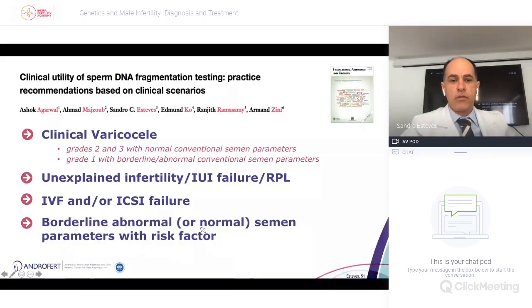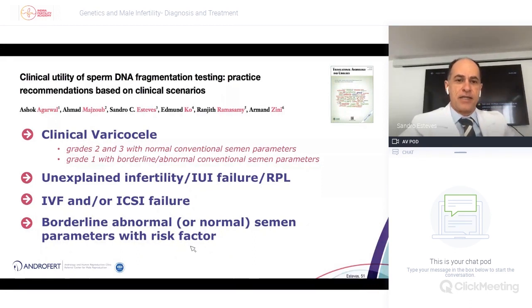And when I have a patient with borderline abnormal or even normal semen parameters with a risk factor, for instance, obesity, inadequate lifestyle, smoking, or exposure to environmental factors, and the patient is very reluctant to change the lifestyle, I think it's important that we have laboratory confirmation of a DNA defect affecting sperm to reinforce and to convince the patient that they need to change the lifestyle or they will pay the ultimate price. So these are the 4 conditions I believe we should go for sperm DNA fragmentation.